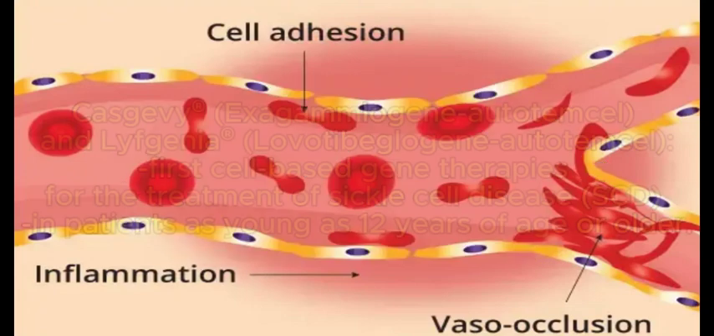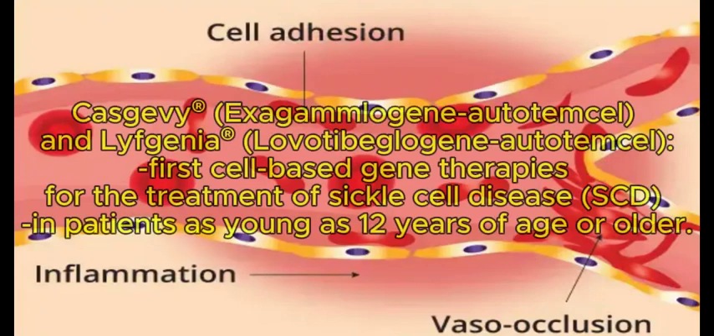Genetic therapies. The U.S. Food and Drug Administration approved 2 treatments, Casgevy and Lyfgenia, which represent the first cell-based gene therapies for the treatment of sickle cell disease in patients 12 years of age or older. In addition, one of these therapies, Casgevy, is the first Food and Drug Administration approved treatment to use a new type of genome editing technology, signaling a breakthrough in the field of gene therapy.